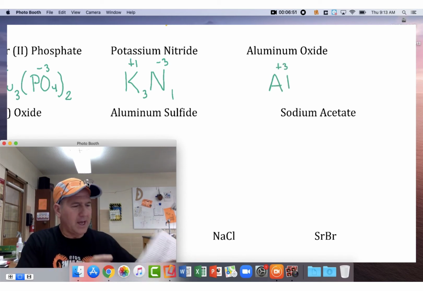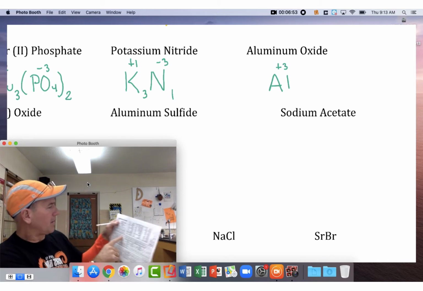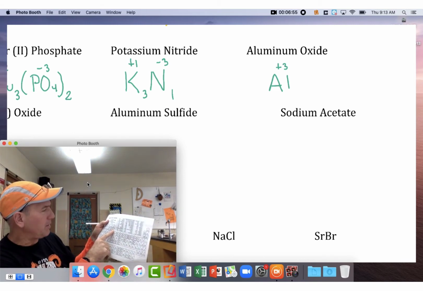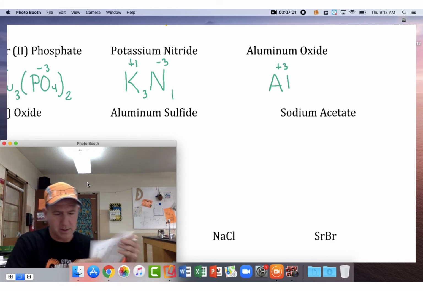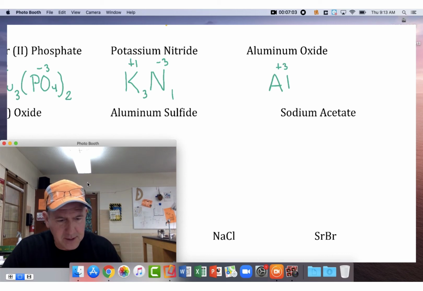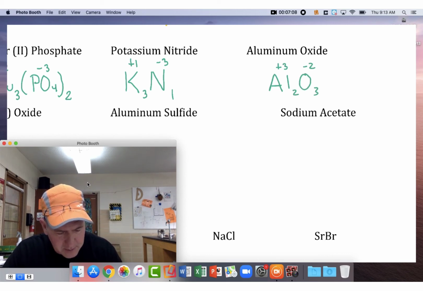Where am I finding Al? I'm going to see in the P, okay? It's over in the P. Remember, my table looks backwards for this camera, but that's the P. P1. Okay, and oxygen is -2. Crisscross.